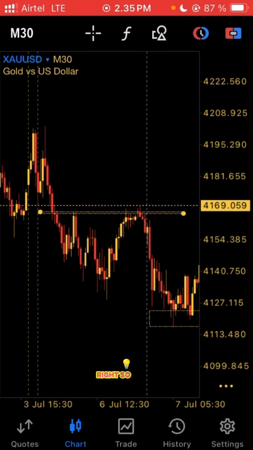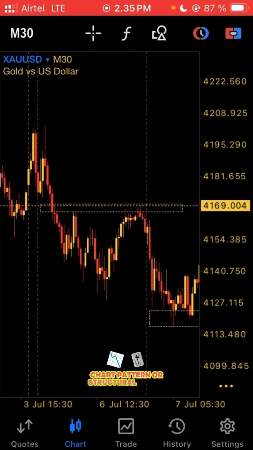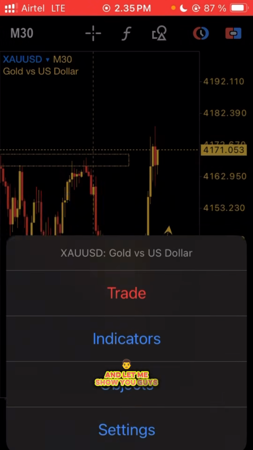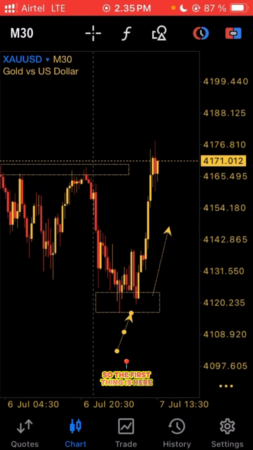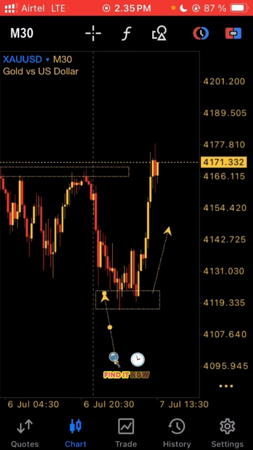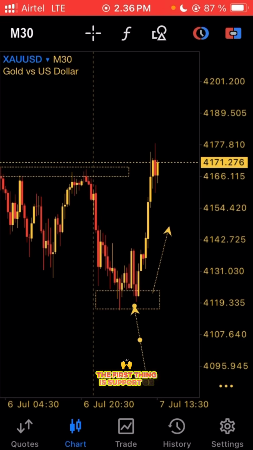So areas of interest, how to find them: support and resistance levels, trend line levels or trend levels, and last among the list is chart pattern or structural levels. And let me show you guys every single thing. So the first thing is here, right? I'm showing you how to find liquidity areas. The first thing is support or resistance level.